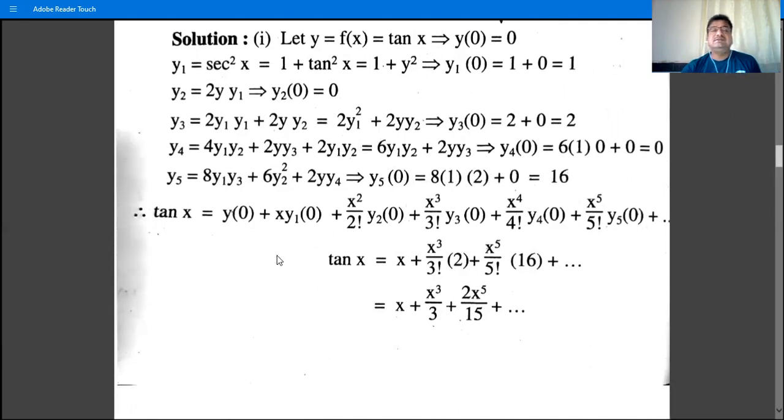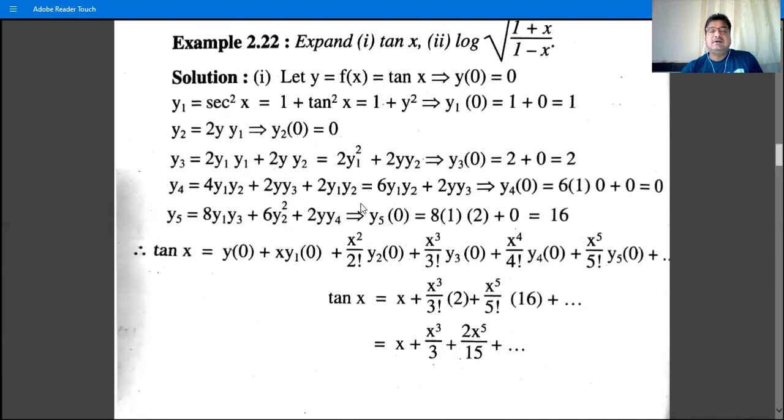So tan x is equal to, the expansion is what? Taylor's theorem is what? f(x) is equal to f of 0, in the place of f use y0, plus x f dash 0, that is x y1 0, plus x square by 2 factorial f double dash 0, meaning y2 0, plus x cube by 3 factorial f triple dash 0, that is y3 0. In this way, plus x raised to 4 by 4 factorial y4 0, plus x raised to 5 by 5 factorial y5 0, and so on.